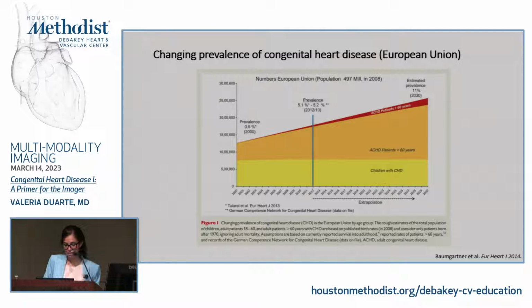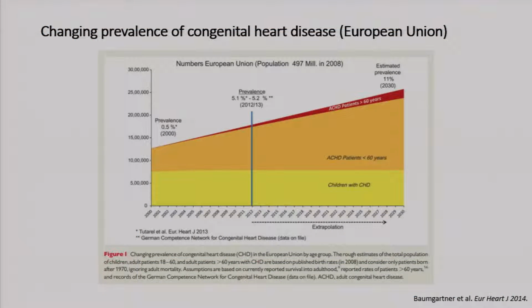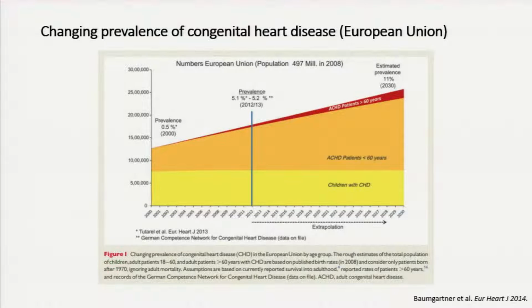You can see that children with congenital heart disease are an overall stable population, and the ACHD population keeps growing. Not only those who are less than 60 years old, but also patients with ACHD that are over 60 years old are a growing population. So if you are not seeing congenital heart disease in your imaging labs, you are missing it.